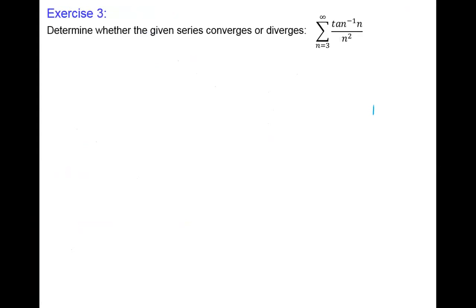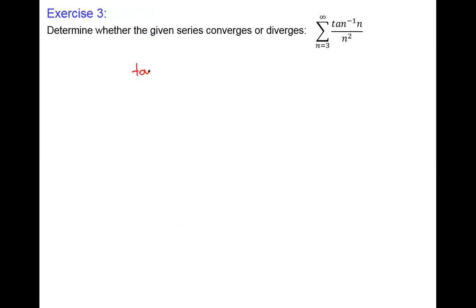Okay, another one. Determine whether the given series converges or diverges: inverse tangent of n over n squared. And I did type starting from 3, doesn't matter. We can always skip a few first finite numbers, starting with 1 or 2 or 3, doesn't matter. We're looking at what is happening at infinity. And what do you think? Is it convergent or divergent?